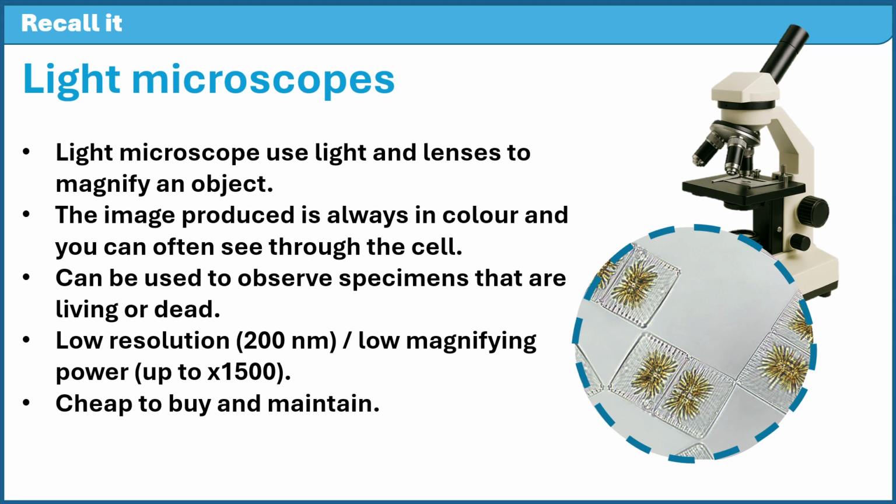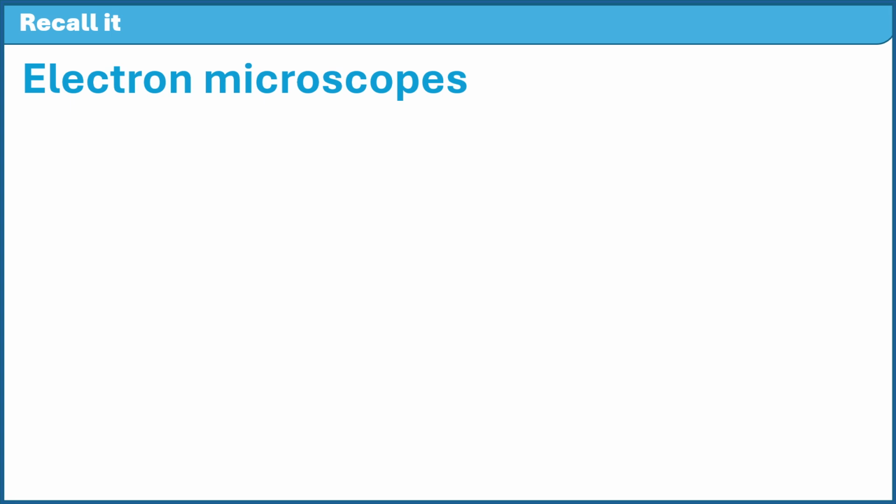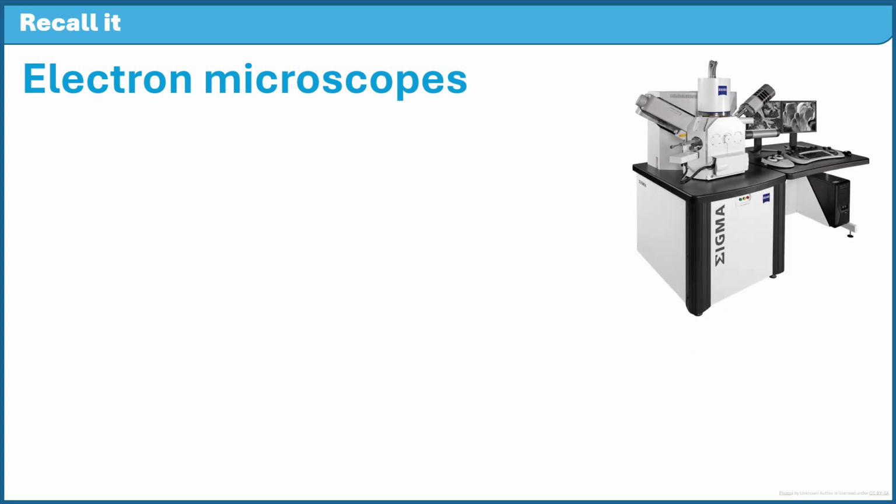Now let's move on to electron microscopes. Electron microscopes are much more advanced. There are two main types: transmission electron microscopes and scanning electron microscopes. Transmission electron microscopes can see through cells, showing their internal structures in detail, and scanning electron microscopes only show the surface of cells. But for now, let's focus on their general features.